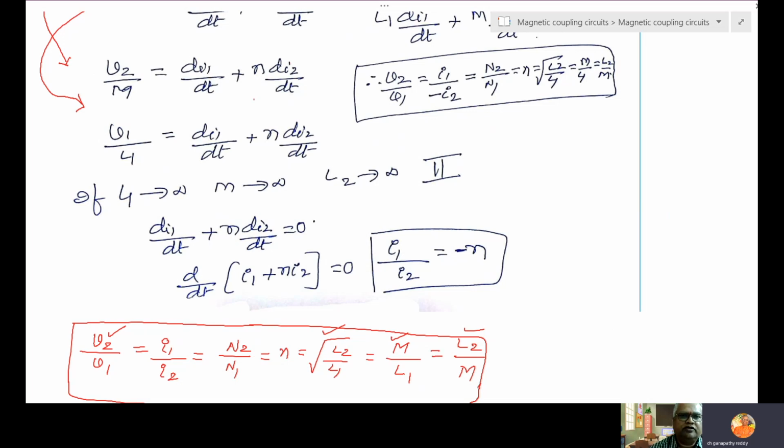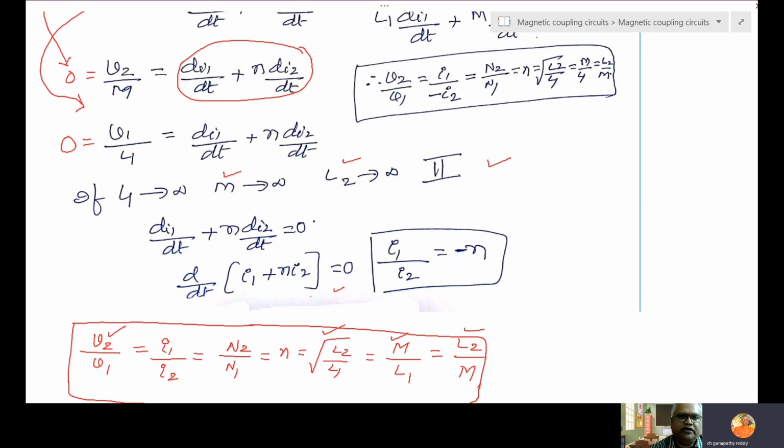This is also the same term, na, so also equal to 0. If this is becoming 0, it means M is also infinite. And if M is infinite, L1 is infinite, automatically L2 also infinite. This is the second condition. If we assume L1 equal to infinite, that will force M equal to infinite, L2 equal to infinite. Under this condition, this is equal to 0. Therefore, di1 by dt plus N di2 by dt equal to 0. d by dt common: I1 plus N i2 equal to 0.